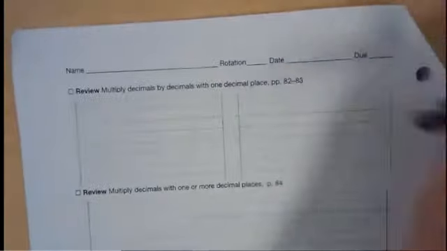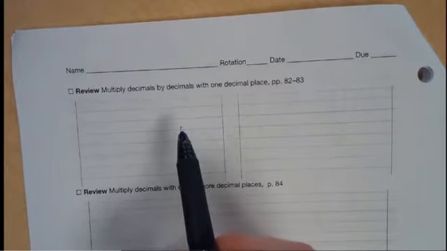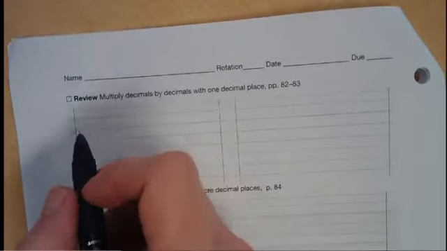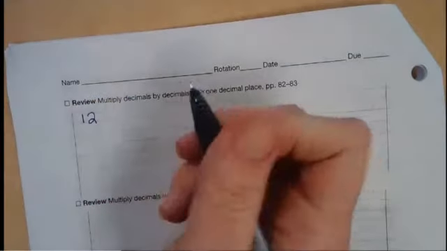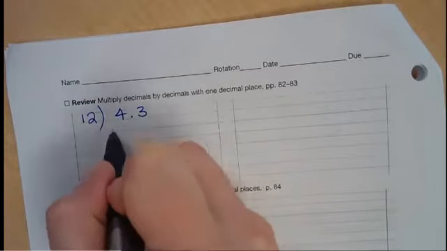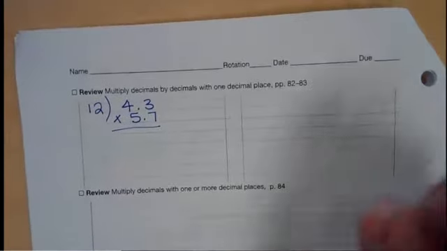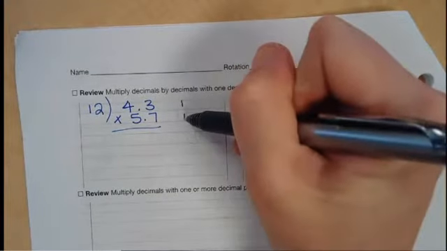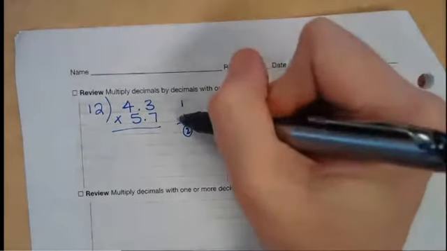Okay. And then multiplying decimals by decimals with 1 decimal place. The learn section on this is on pages 82 and 83. We're going to do number 12 that's on page 83. It says to multiply 4 and 3 tenths times 5 and 7 tenths in vertical form. So I have to write it vertically like this. And then again, I have 1 decimal place here, 1 decimal place here, so my answer should have 2 decimal places. I just add those together.